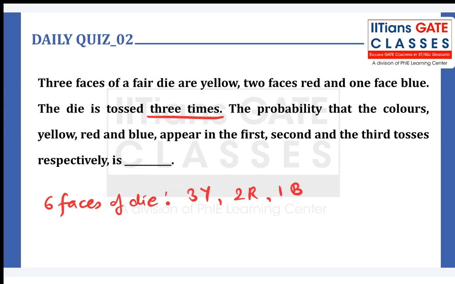The probability that the colors yellow, red, blue appear in the first, second, third tosses respectively is. So this is one way of asking this question, in which they are saying that at each trial or each toss, a different color should appear. The same color should not appear.